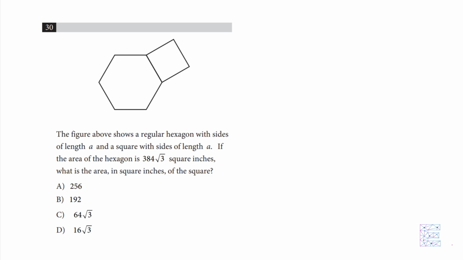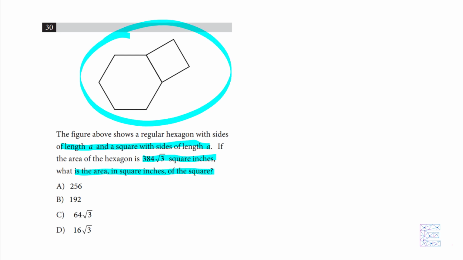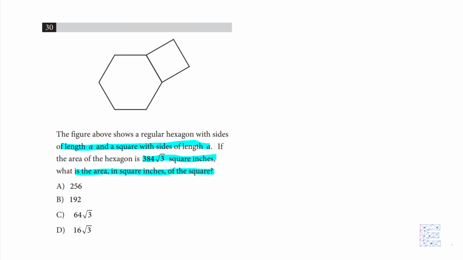The figure above shows a regular hexagon with sides of length A and a square with side of length A. If the area of the hexagon is 384 root 3 square inches, what is the area in square inches of that square? So this is a compound figure where you have a combination of two shapes, a hexagon and a square. And we're being asked for the area of a square.